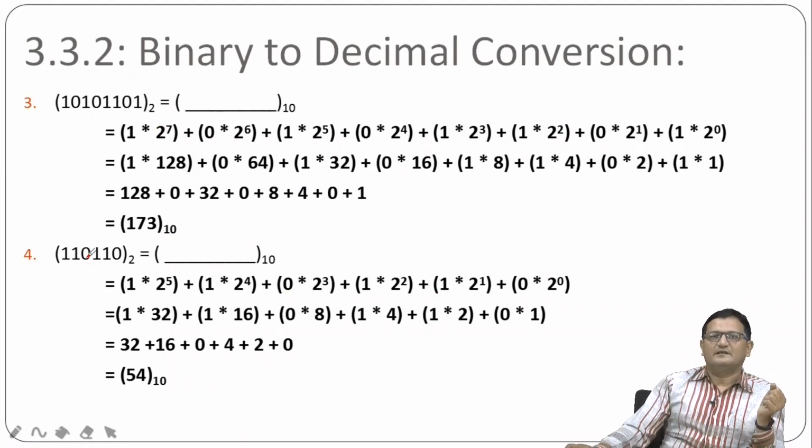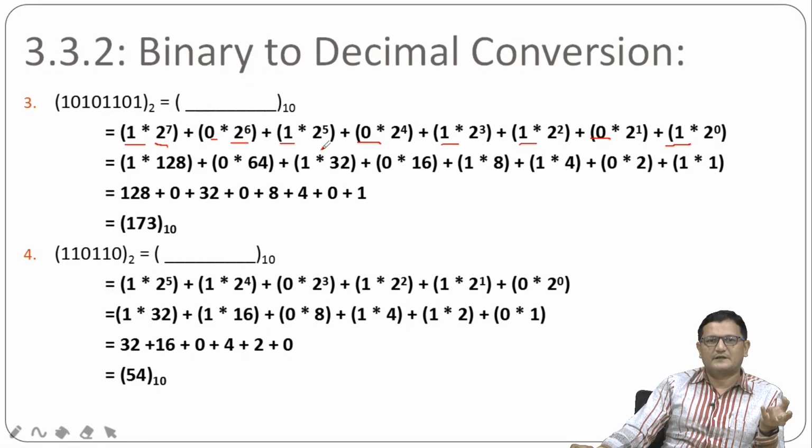Similarly, here you write down the binary, that is 1 0 1 0 1 1 0 1. You count how many digits there are. There are 8 digits, so you start from 2 raised to 7, 2 raised to 6, 2 raised to 5, 2 raised to 4, 3, 2, 1 and 0. 2 raised to 7 is 128, so 1 into 128. 2 raised to 6 is 64, so 0 into 64.